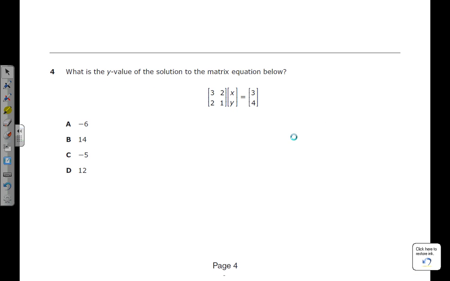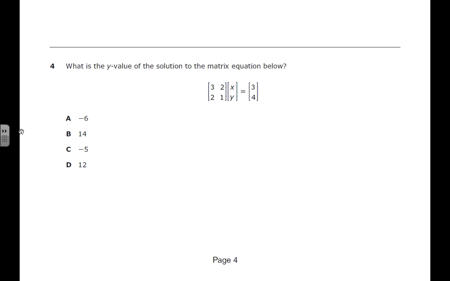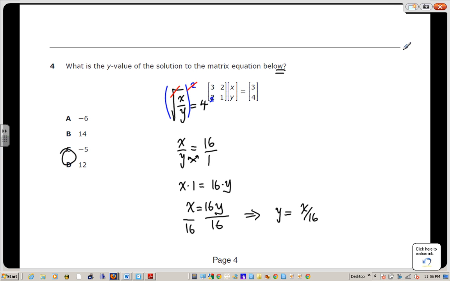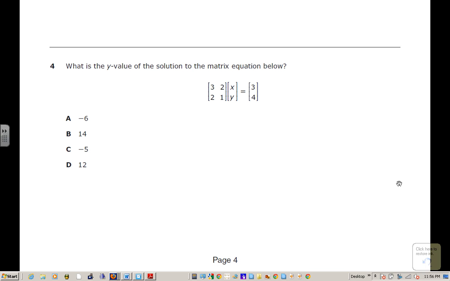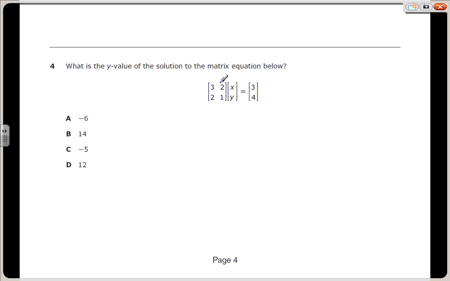It says, what is the value of y of the solution of the matrix below? So remember, every system of equations can be expressed as a matrix, right? So in order to do this, I'm going to try and express this matrix as a system of equations, then I'll solve it for y. All right. So how do I express this as a system of equations?